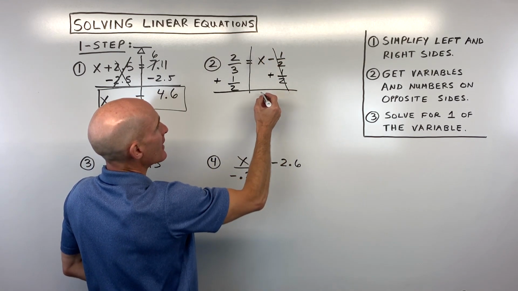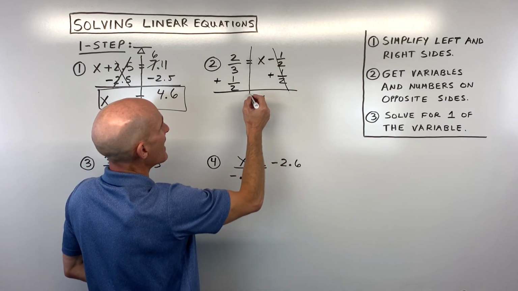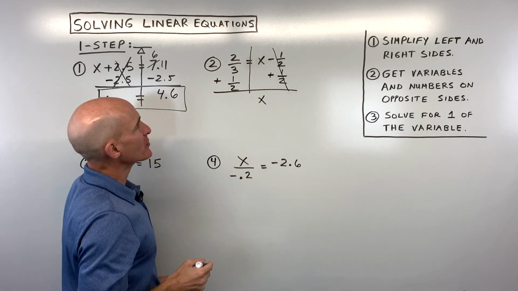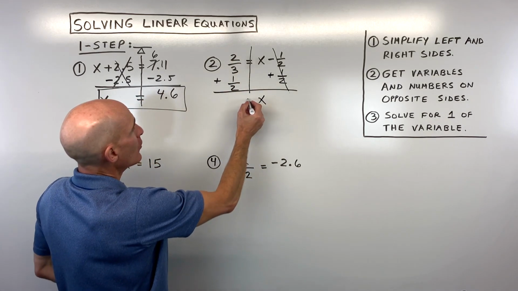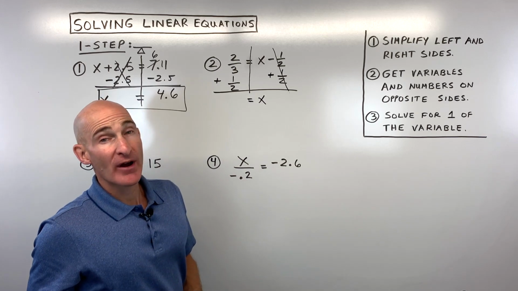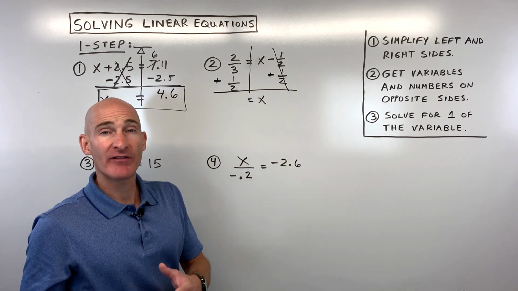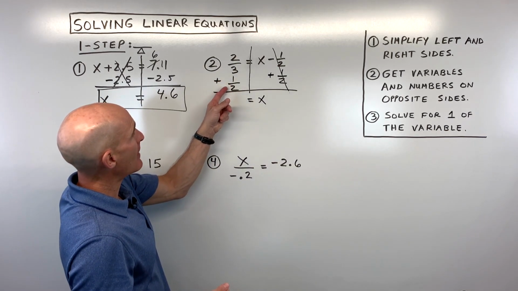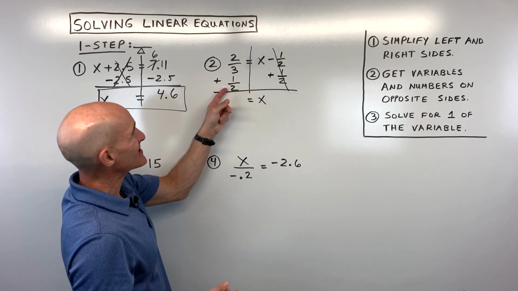Negative 1/2 plus 1/2 is 0. This just becomes x. And then what's 2/3 plus 1/2? Well, we know when we work with fractions and we're adding or subtracting, we have to have common denominators. It looks like the common denominator here is going to be 6.